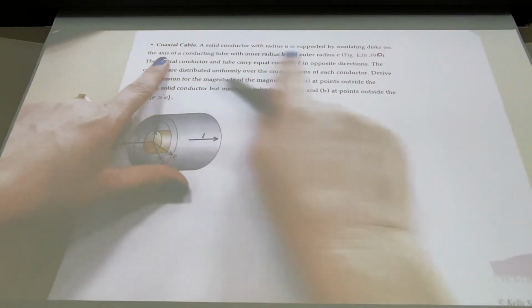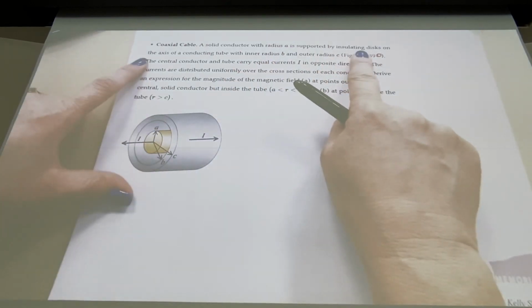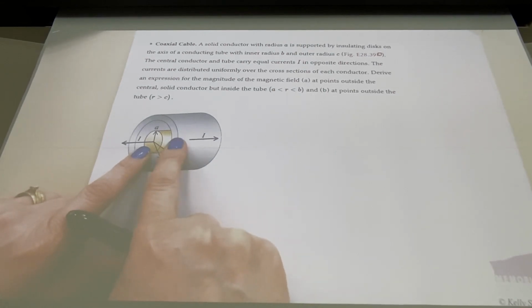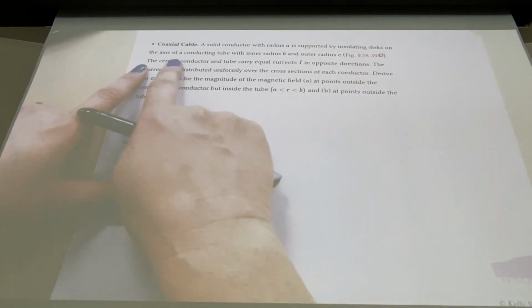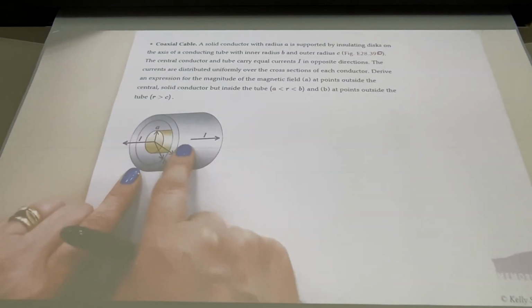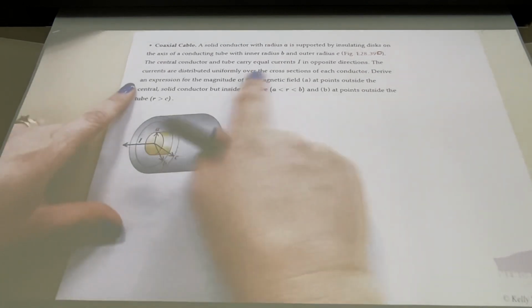So we've got a solid conductor with radius A, that's on the inside, that's the skinny wire you could see, supported by insulating discs. So all that means is that we need something to hold those two things in place. Usually they're like little ceramic pins, so they keep that middle wire in place. The tube is the wire on the outside, that carries current. It's got a radius inside of B, outside of C, so it has a distinct thickness.